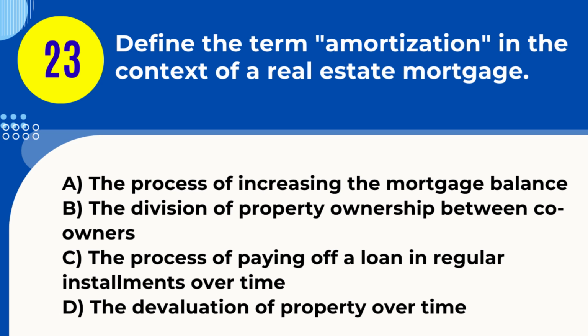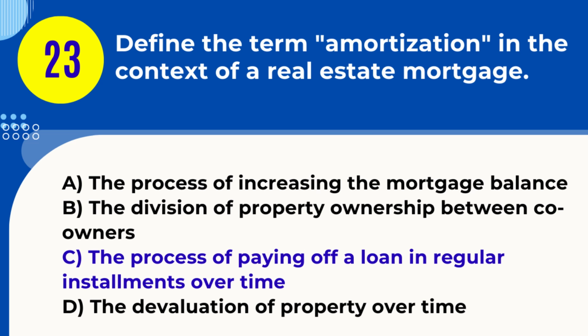Question 23. Define the term amortization in the context of a real estate mortgage. A. The process of increasing the mortgage balance. B. The division of property ownership between co-owners. C. The process of paying off a loan in regular installments over time. D. The devaluation of property over time.